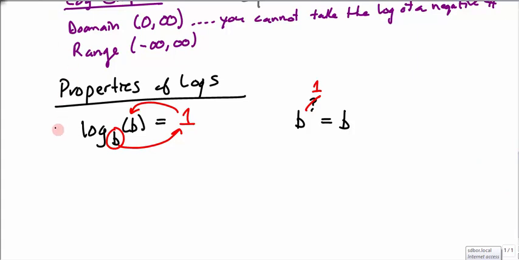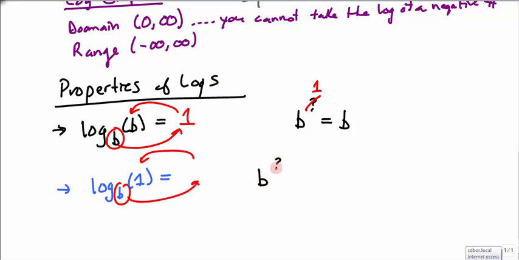Let's look at another one. Let's look at log base b of 1 equals what? So if we rewrote this in exponential form, we'd start with b to what power equals 1. So b to what power equals 1? Well, anything to the 0 power equals 1. So log base b of 1 equals 0.